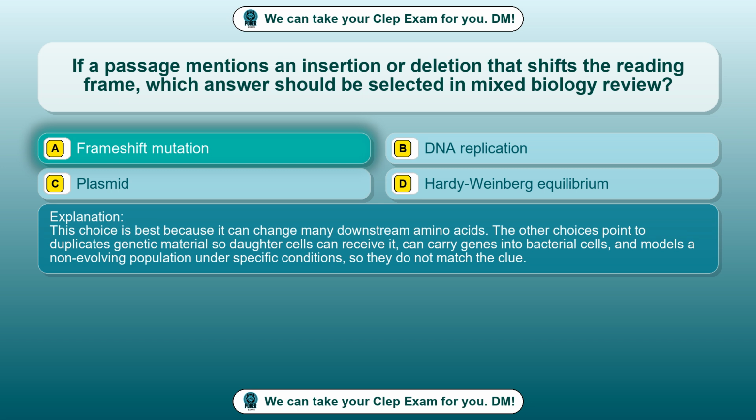The other choices point to duplicates genetic material so daughter cells can receive it, can carry genes into bacterial cells, and models a non-evolving population under specific conditions, so they do not match the clue.